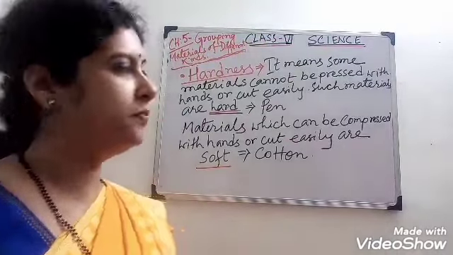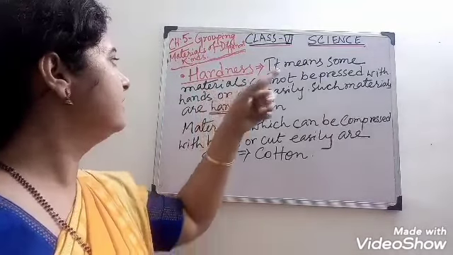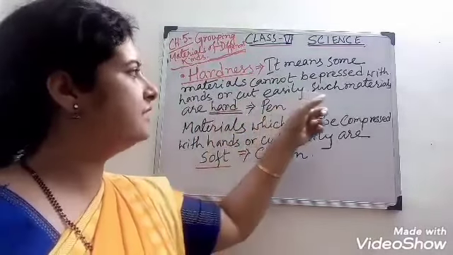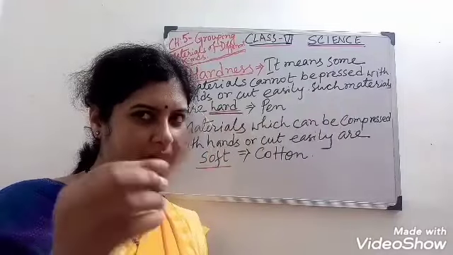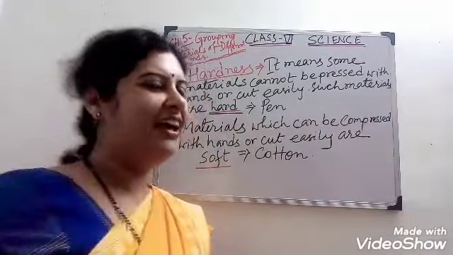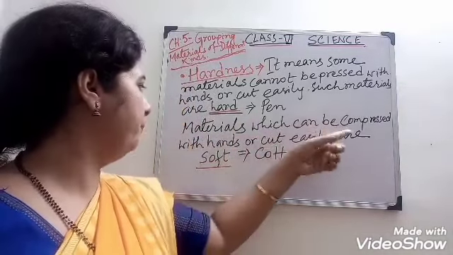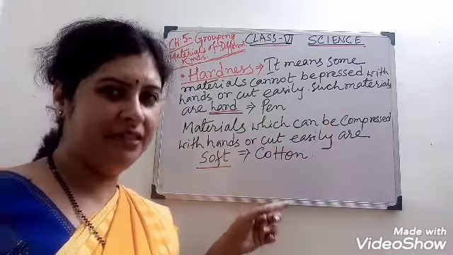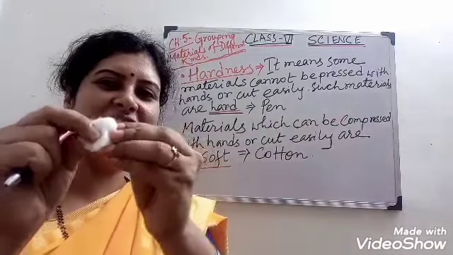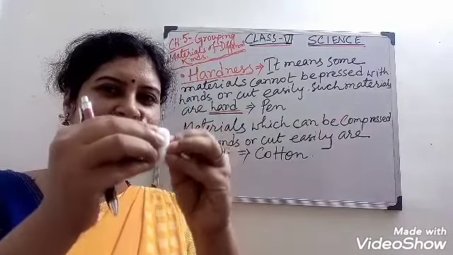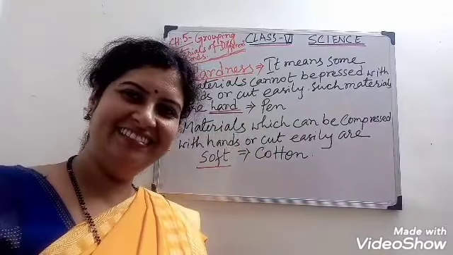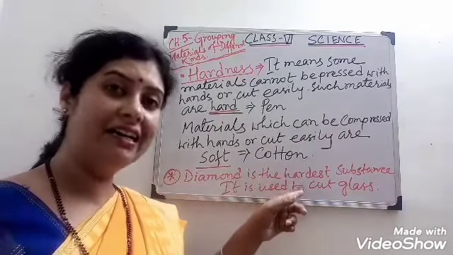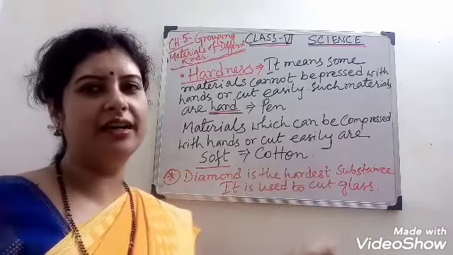Now children, our second property is hardness. It means some materials cannot be pressed with hands or cut easily. Such materials are hard, like this pen. This pen is too hard. And materials which can be compressed with hands or cut easily are known as soft materials, like this cotton. This cotton can easily be compressed with your hand. Okay children? Now here is some extra information for you. Diamond is the hardest substance. It is used to cut glass.